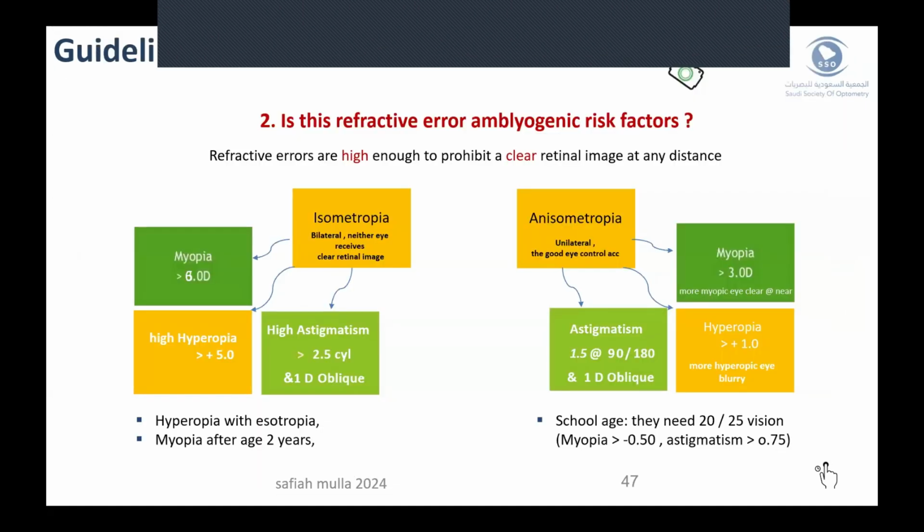Anyway, so we said if you find that the child has anisometropia, then the correction of the refraction has to be more urgent than if they have isometropia. And we will talk again about this in a few slides. So we will continue.